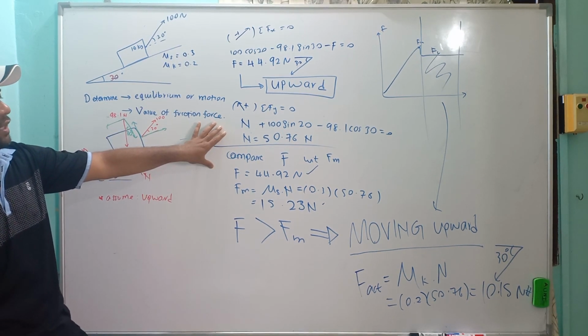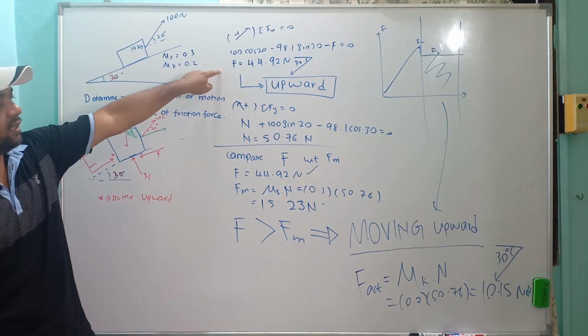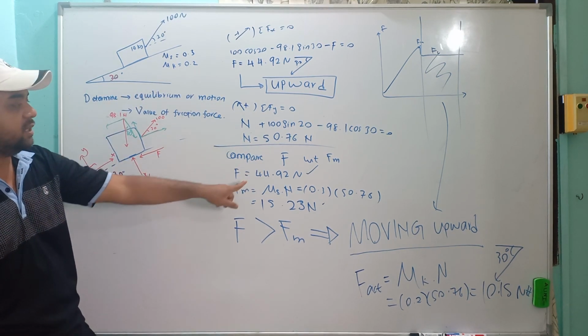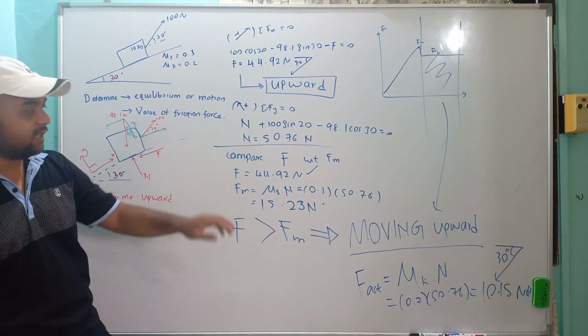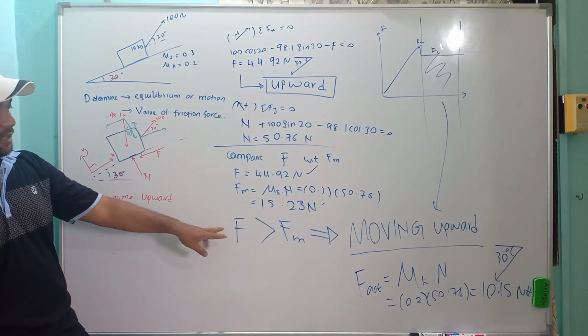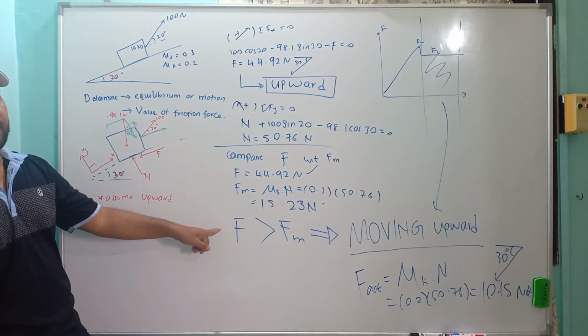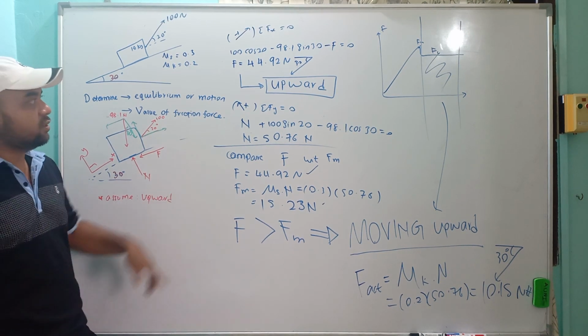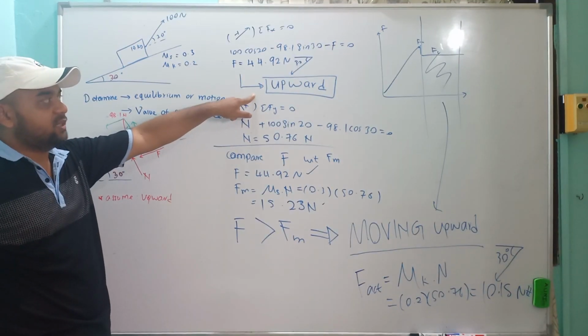So from this one, you can compare the F, which we calculate here, with the Fm. Fm is equal to mu S times N, mu static. If it is bigger, it is moving. If it is lower or the same, it is not moving. Okay. So the direction depends on our assumption.